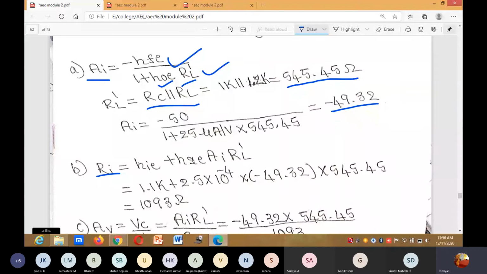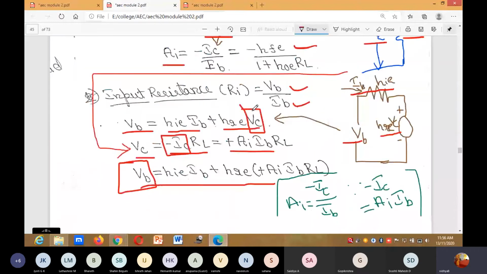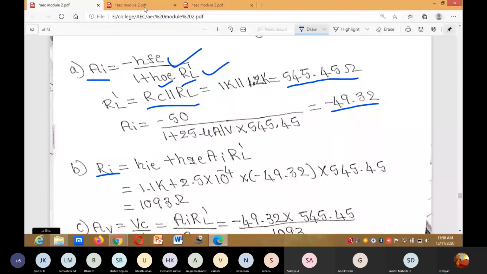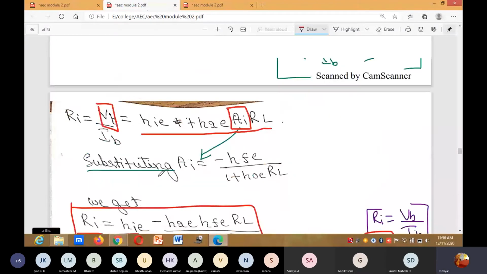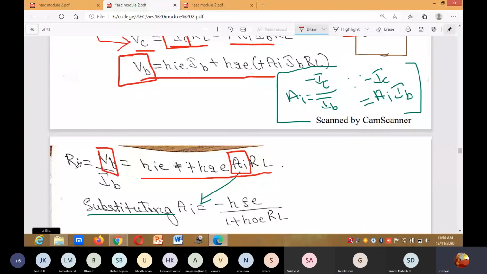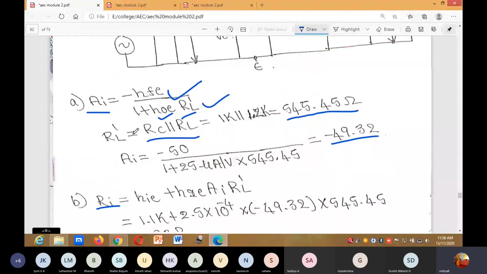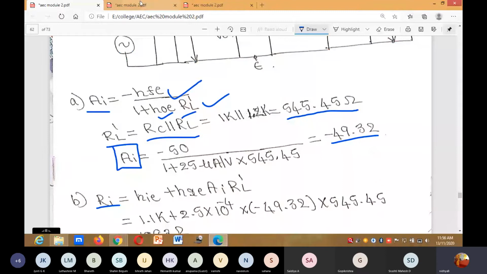You can observe here the input resistance we got: HIE minus HRE HFE into RL divided by 1 plus HOE into RL. Before going to that, what we got? RI is equal to HIE plus HRE into AI into RL. We know the value of AI, so we can substitute directly instead of finding IB and all.